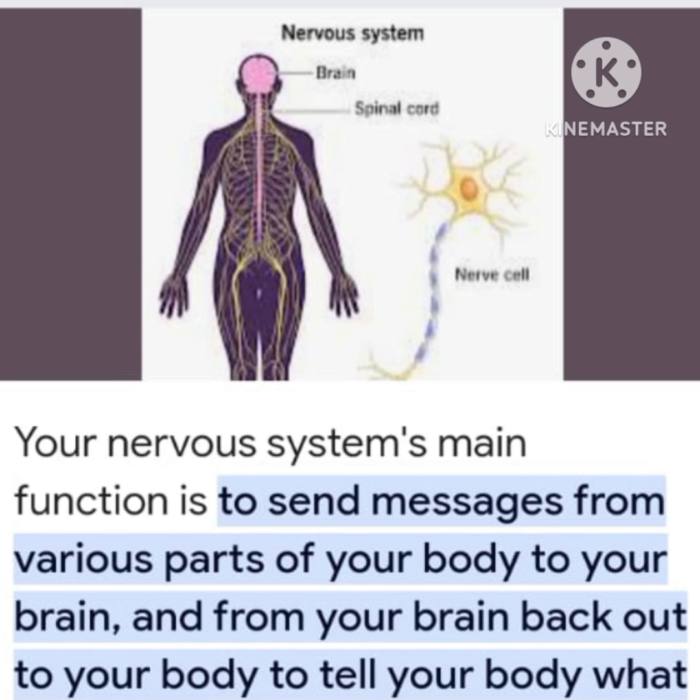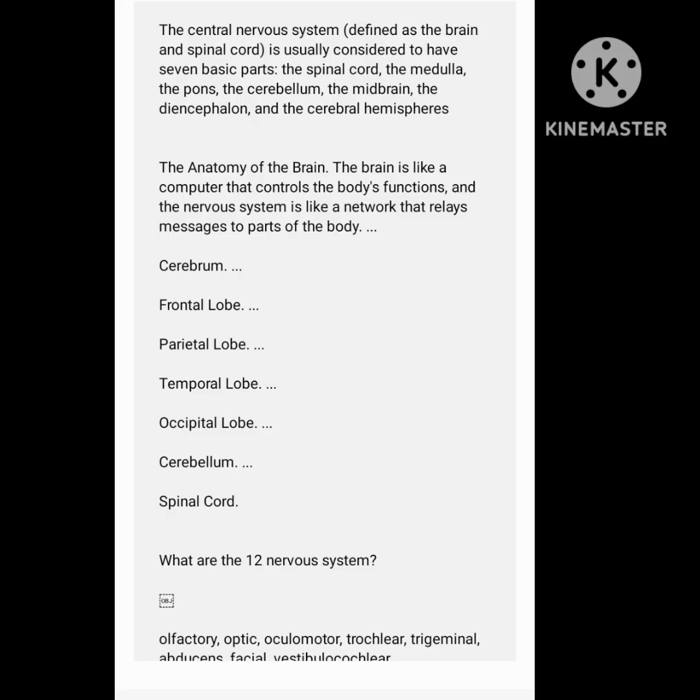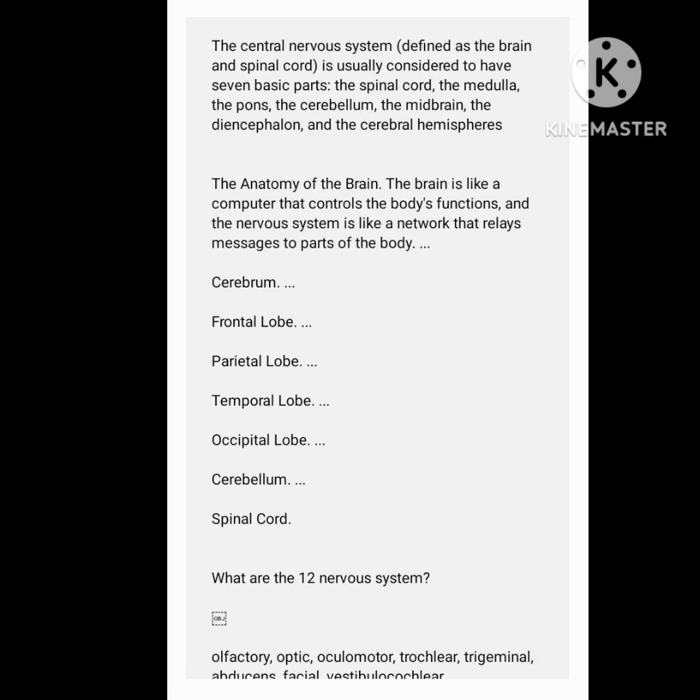Now, if we look at the anatomy, see again, the CNS, defined as the brain and spinal cord, is usually considered to have seven basic parts. That is, the central nervous system has a spinal cord, the medulla, the pons, the cerebellum, the midbrain, the diencephalon, and the cerebral hemispheres. Now, if you look at the anatomy of the brain, it's like a computer that controls the body's functions, and the nervous system is like a network that relays messages to different parts of the body.